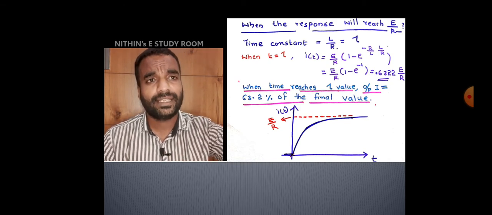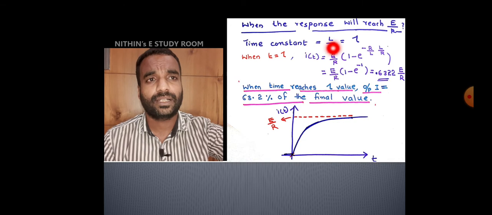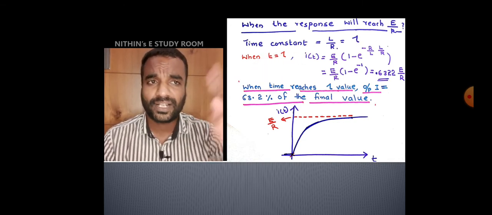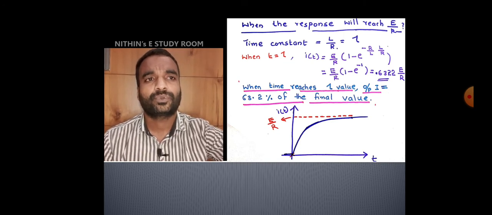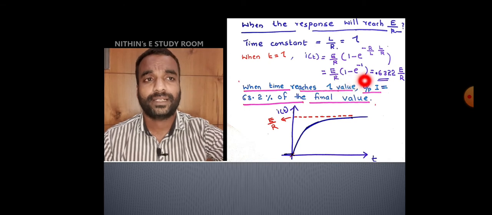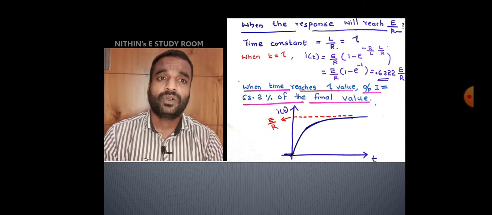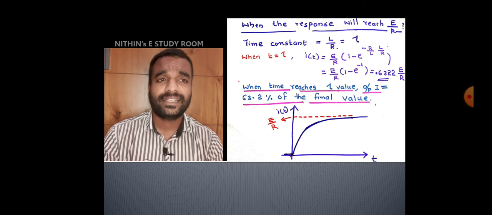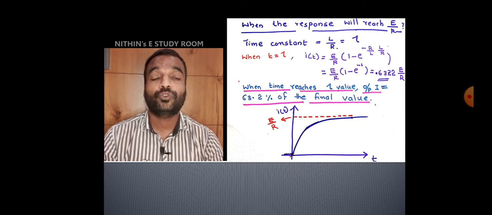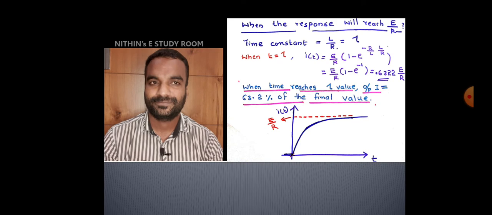So you are taking the time constant equal to L by R, that is t is equal to tau. Tau means time constant, 1 time constant. You have to substitute L by R instead of t here. So this L by R and the L by R cancel. It will become E by R into 1 minus e raised to minus 1. This value will give 0.632 E by R. Or if you are expressing it in percentage, it is 63.2% of the final value E by R.